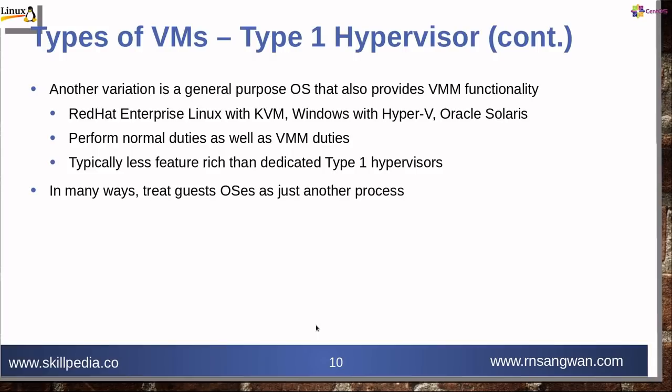The type of virtual machines, type 1 hypervisor. Other variation is a general purpose operating system that also provides VMM functionality. Red Hat Enterprise Linux with KVM, Windows Hyper-V, Oracle Solaris. These are all examples of type 1 hypervisor.